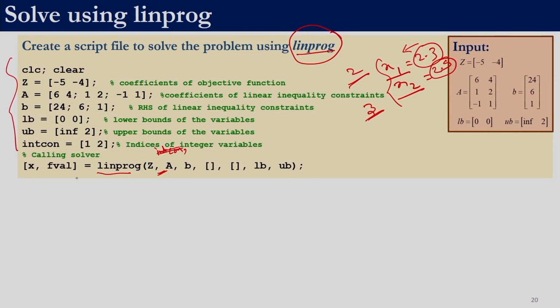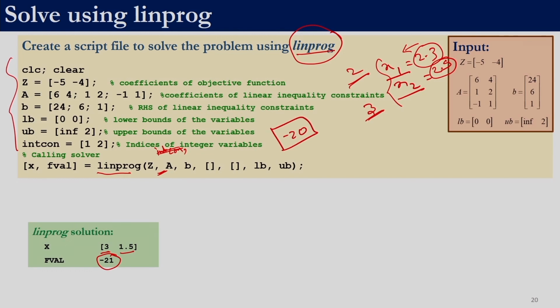So if we solve this problem, the value of x1 we would get is 3 and the value of x2 is 1.5, and the objective function value is minus 21. So minus 21 is actually better than minus 20, which we had got using intlinprog. The only thing is that these two values are not integers, so we cannot use these values. So let us see what will happen if we round this off.